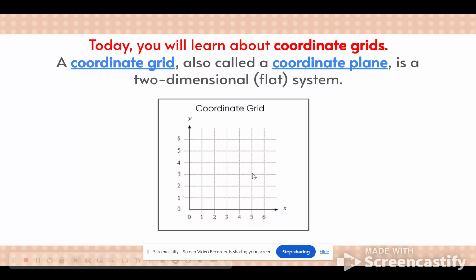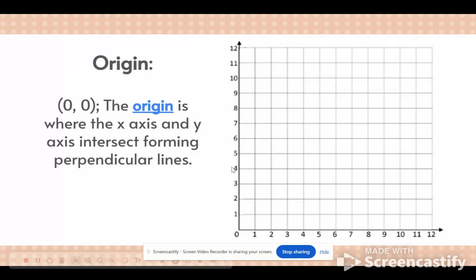As you see on the screen, this is a picture of a coordinate grid. A coordinate grid is also called a coordinate plane. Those words are used interchangeably, which means they mean the same thing. So when you hear coordinate grid, that also means coordinate plane, and when you hear coordinate plane, that also means coordinate grid. It is a two-dimensional, which we've talked about is flat, system. Make sure you're filling in where it's underlined in blue.